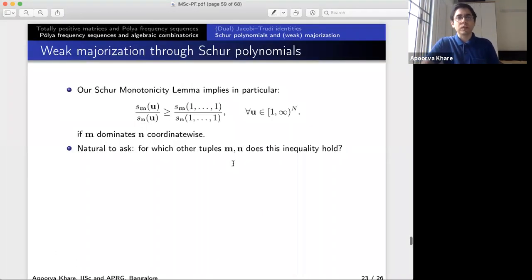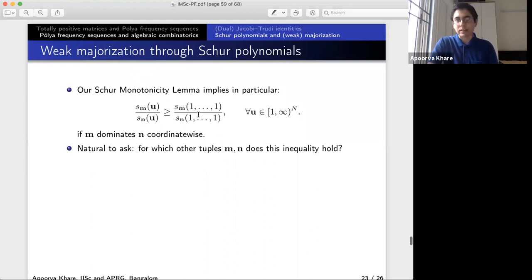Okay, so finally, in the last few slides, yeah, I think I have time. So what did I say? I said that suppose you have m, a tuple of powers that dominates these powers n coordinate-wise, then the ratio of the corresponding Schur polynomials is coordinate-wise increasing on the positive orthant. So in particular, if I look at the values at 1, 1, 1, 1, 1, the Weyl dimension formula, if you will, then this ratio beats this ratio just because it's increasing on the coordinates as long as u is in 1 to infinity.